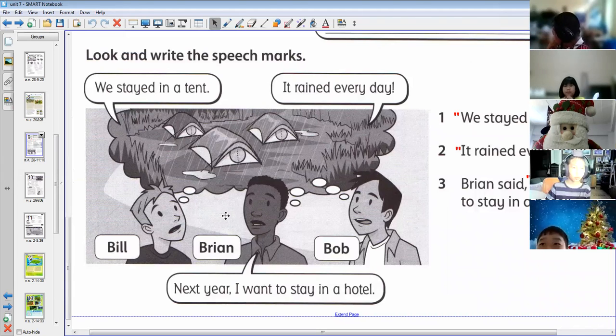So you've got to imagine them talking. He says, "We stayed in a tent." And then it rained every day. Not very happy, are you, if it rains every day? "Next year, I want to stay in a hotel." So if this was in England, it rains a lot and gets very, very cold.